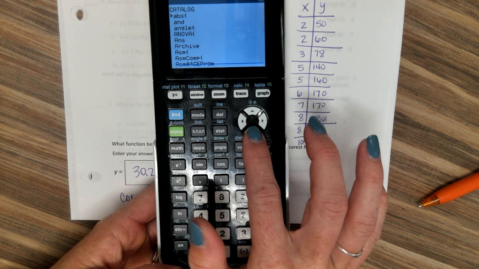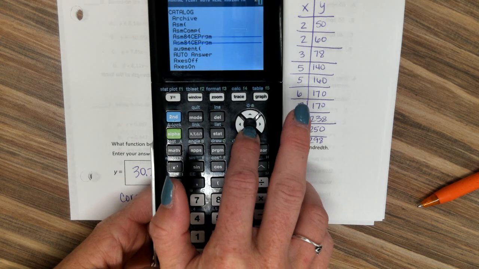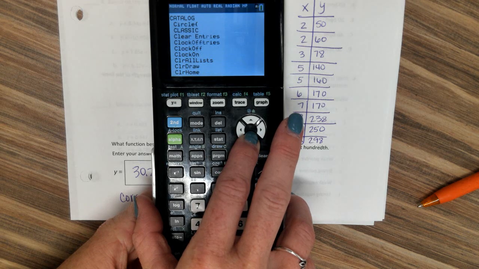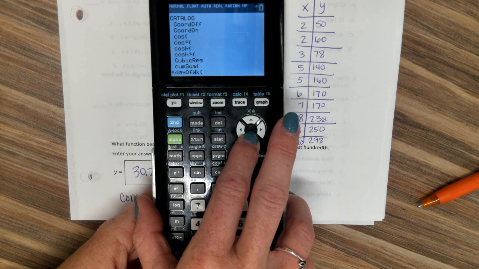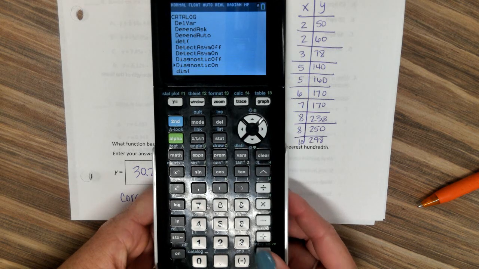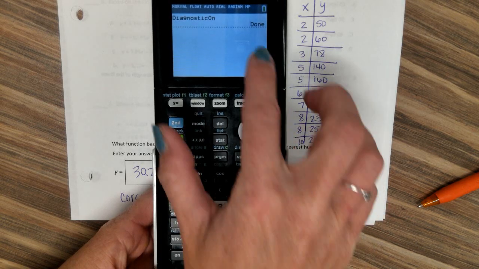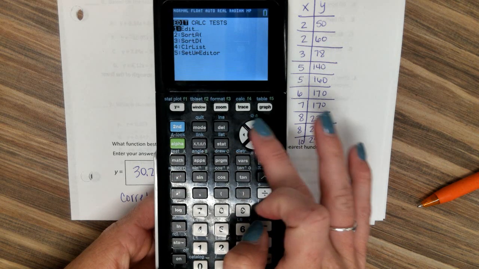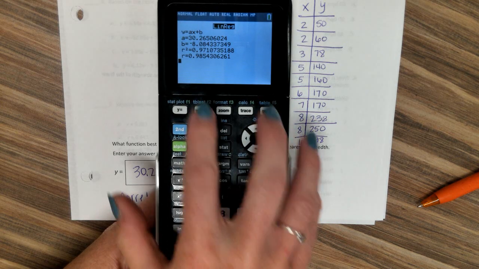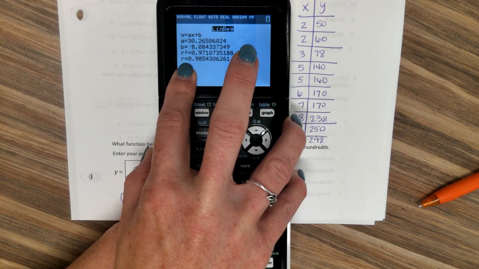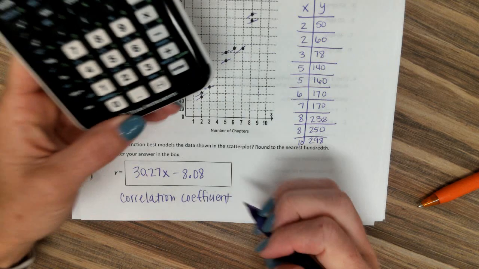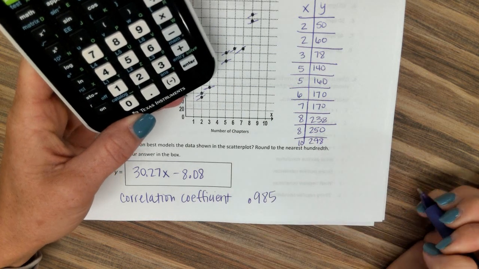You have to scroll all the way down to diagnostics on. It takes a while. Right there, and then you have to hit enter and hit enter again until it says done. And that's how you get those diagnostics to show up. So what is the correlation coefficient? Look at the R only. We don't care about the R squared. It is 0.985. What does that mean?